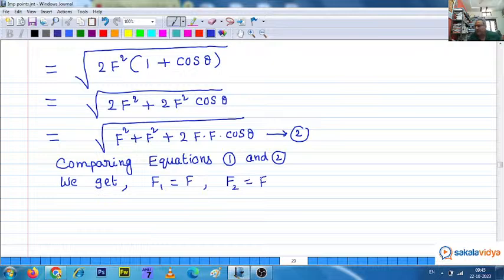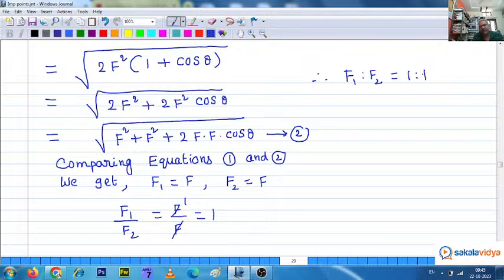So we are asked to find out the ratio between the magnitudes of the two forces. That means f1 by f2 you find out. That is f divided by f. They are equal, so f gets cancelled. You get 1. So therefore you can write f1 is to f2 is equal to 1 is to 1. That means the magnitudes of the two forces are equal. That means 1 is to 1 is our answer.